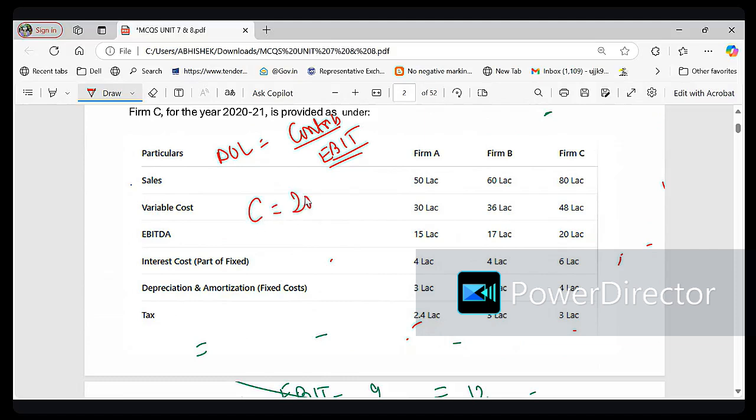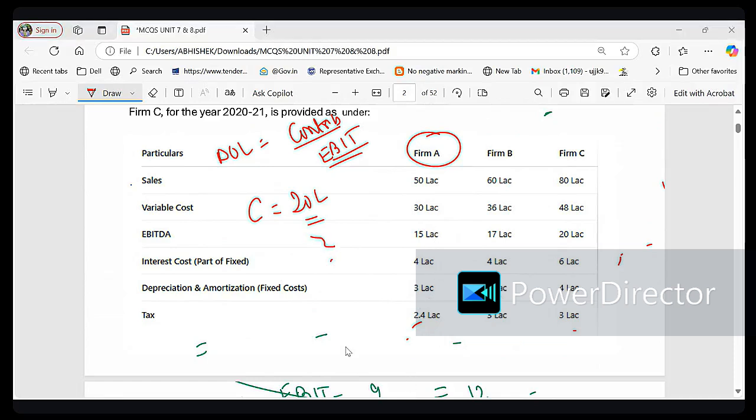It is 20 lakh. We are talking about Firm A, right? So contribution upon EBIT is what DOL is. Basically it shows the impact of sales on operating profit, right? Now let's calculate the DOL. What is the contribution for Firm A? It is 20 lakh. I am waiting for your response.